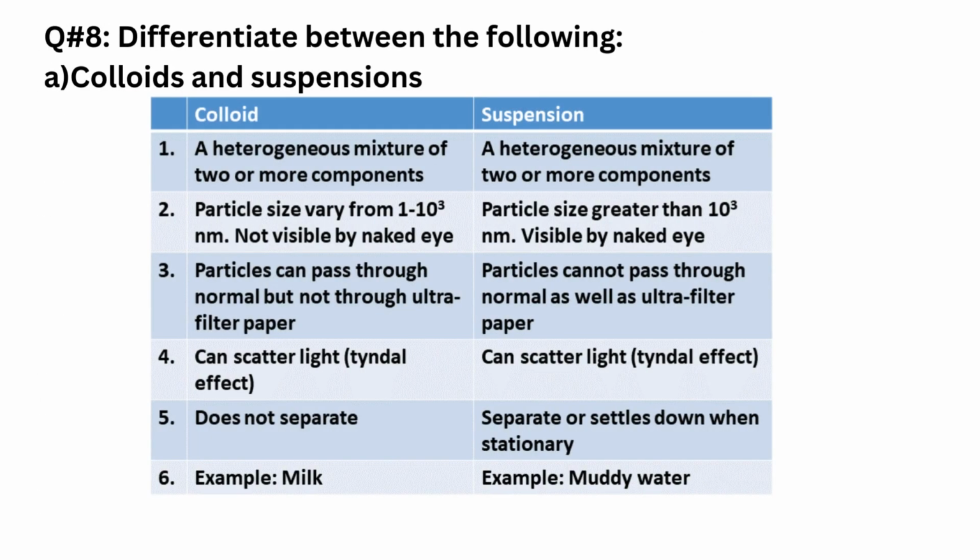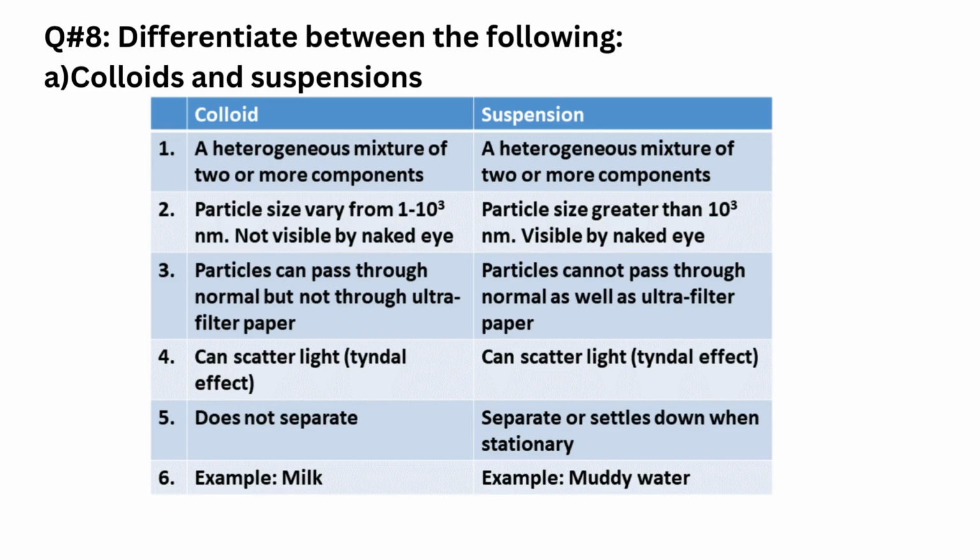Question 8. Differentiate between the following. Part A. Colloid and suspension. Answer. A colloid is a heterogeneous mixture of two or more components. A suspension is a heterogeneous mixture of two or more components. The particle size of colloids varies from 1 to 10^3 nanometers and is not visible by naked eye. The particle size of suspension is greater than 10^3 nanometers and visible by naked eye.